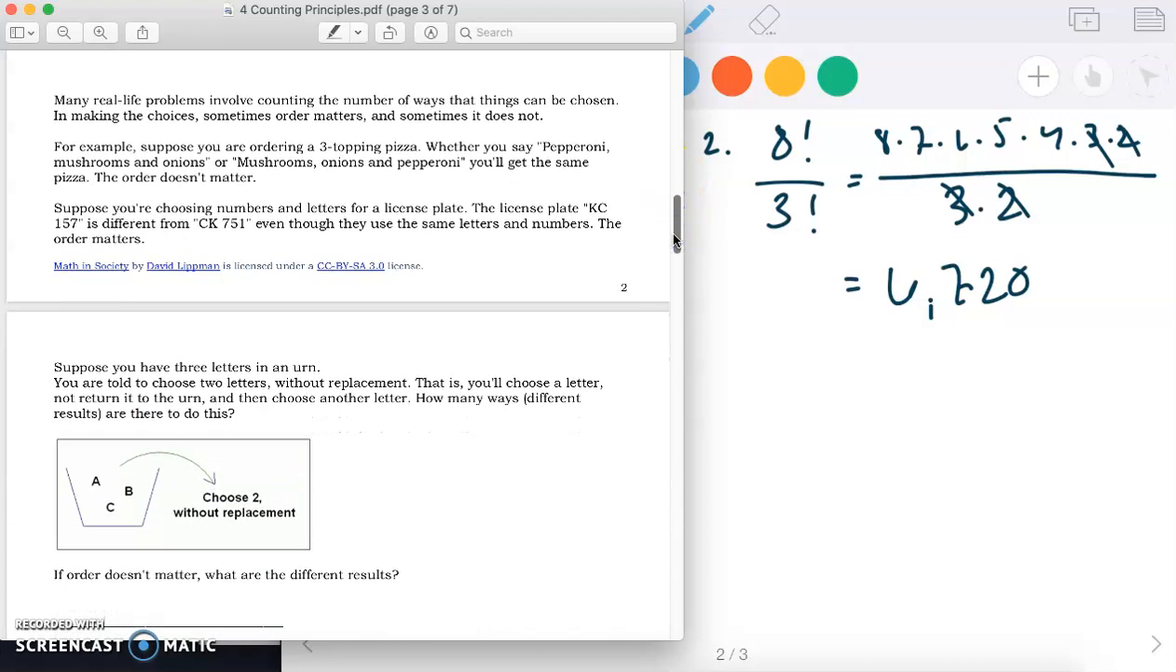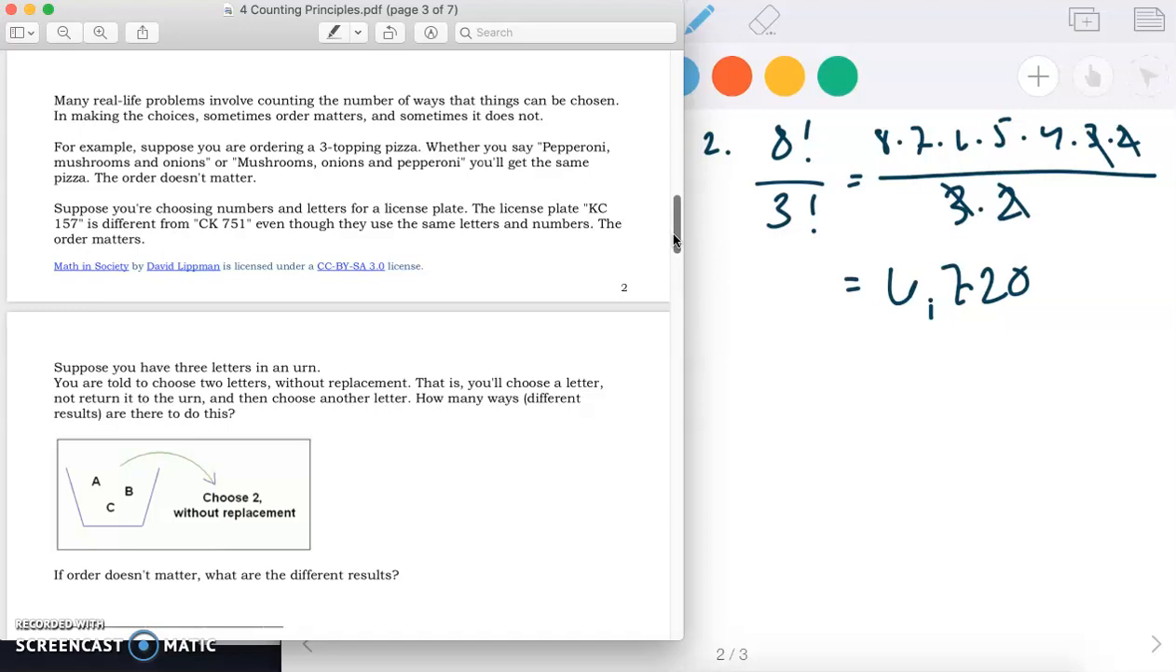Many real-life problems involve counting the numbers of ways that things can be chosen, and in making the choices sometimes order matters and sometimes it does not. For example, suppose you are ordering a 3-topping pizza. Whether you say pepperoni, mushrooms, and onions, or mushrooms, onions, and pepperoni, you'll get the same pizza. The order doesn't matter. Suppose you're choosing numbers and letters for a license plate.